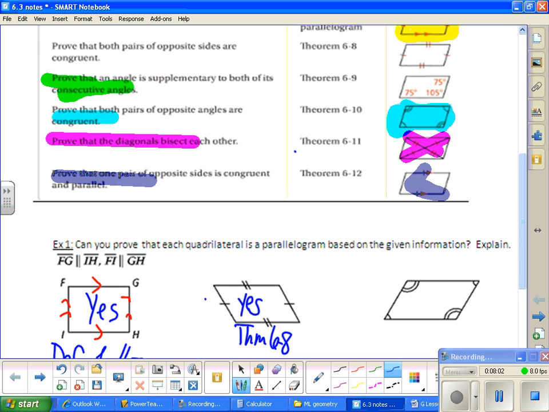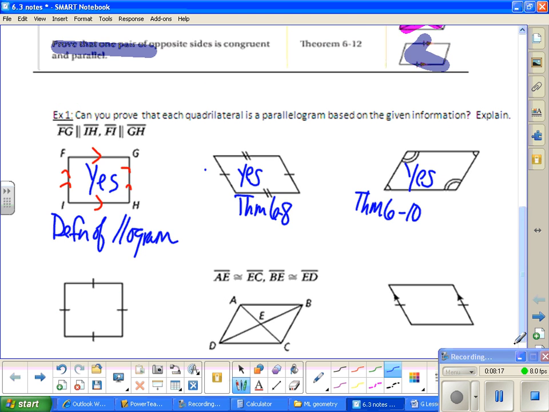The next one is this one. Yes, both pairs of opposite angles are congruent. This is a yes. And we're using 6-10. Theorem 6-10. The next one. All of these sides are congruent. So if the opposite sides are congruent to each other, then this is a yes.